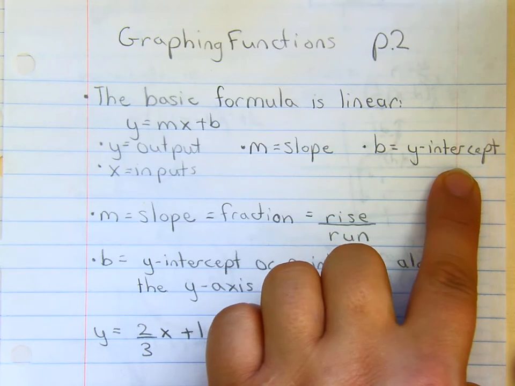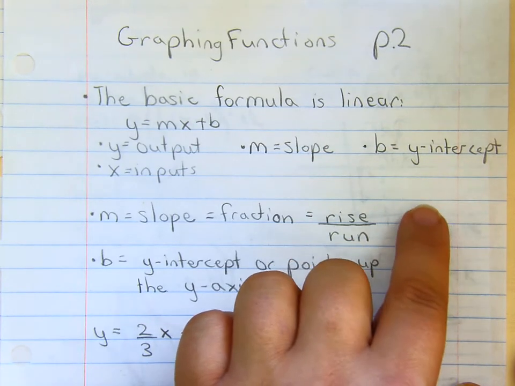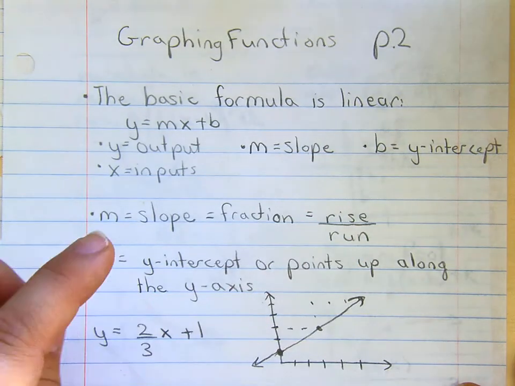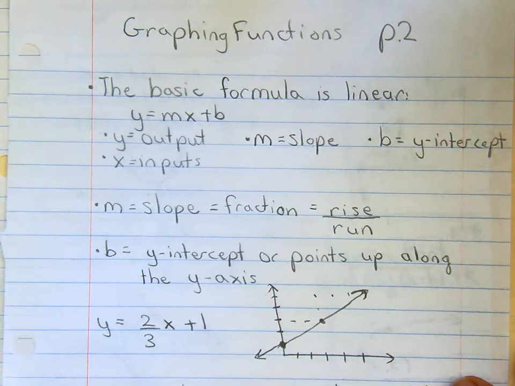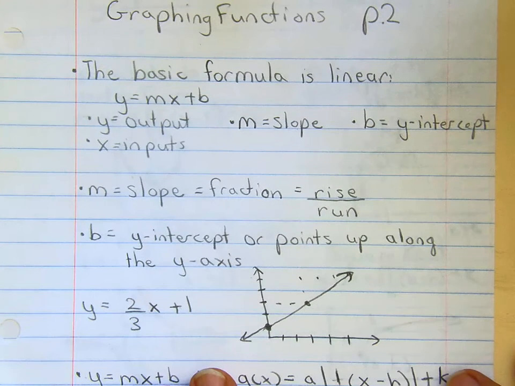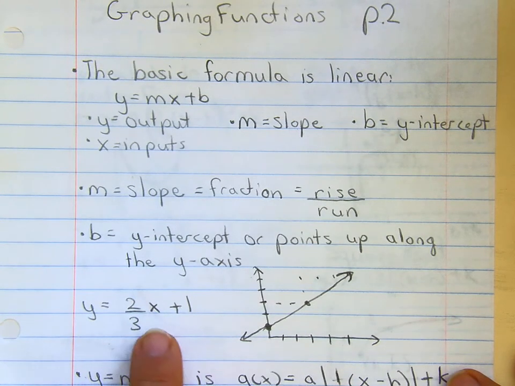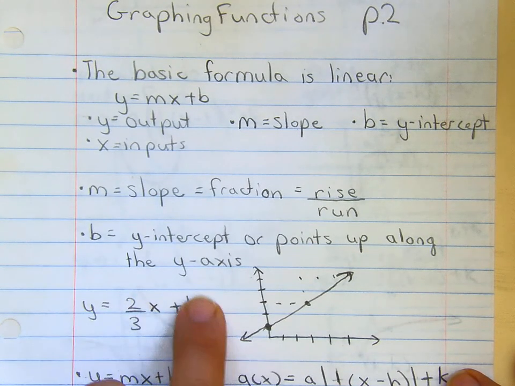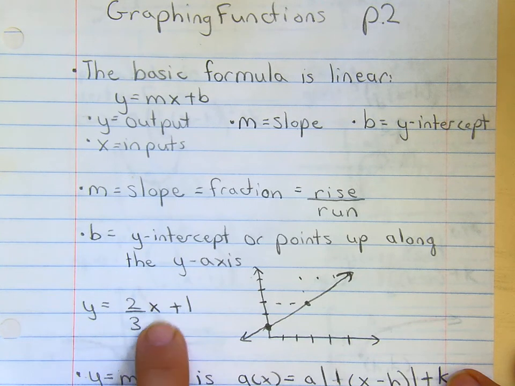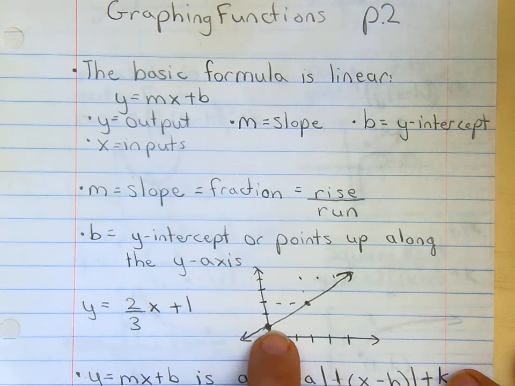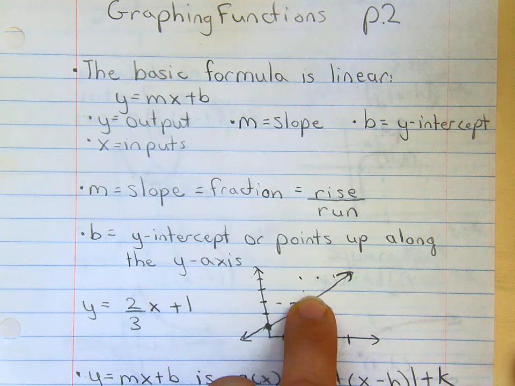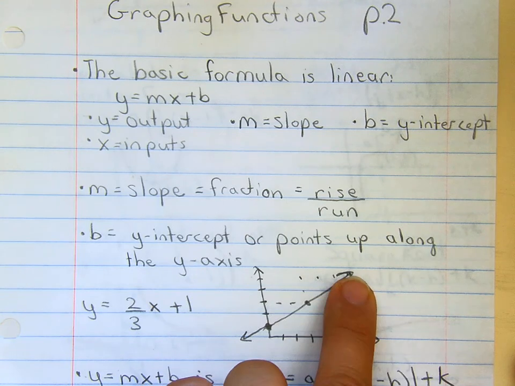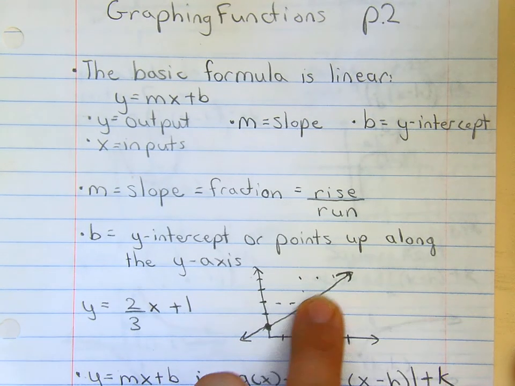And b is your y-intercept, or when x equals 0, where does the y cross the line? The point along the y-axis. So this hopefully is review if you are in Algebra 2 of the fundamentals. So here we have just an example of our 2/3 x plus 1. So that means I went up by 1, and then I had a rise of 2 and a run of 3. And that gave me my next point along my linear graph.